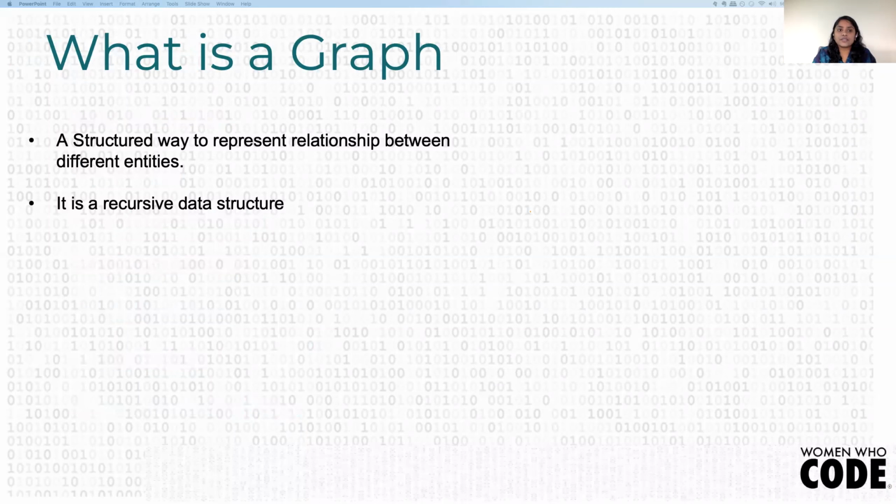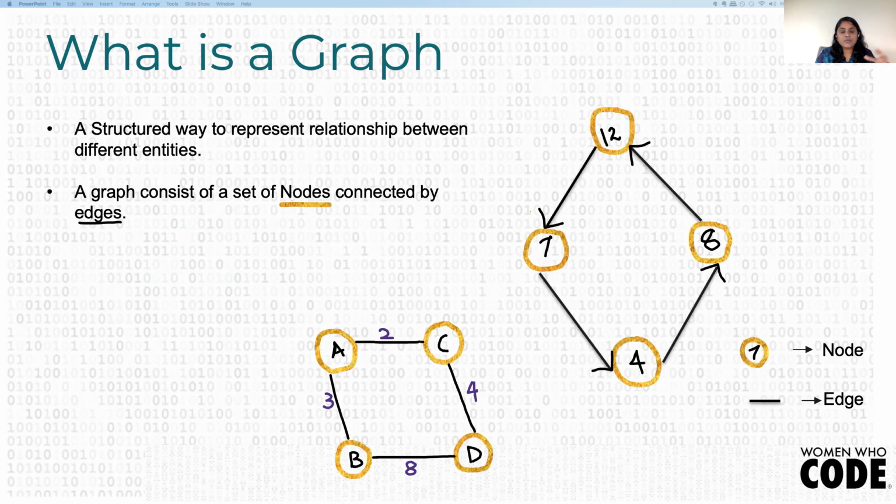So what is a graph? It's a structured way to represent relationships between different entities. So you have many entities, and to represent the relationship between them, a graph is used. It's a recursive data structure. And if you see here, this is a graph that has nodes, and all the nodes are connected by edges. A graph is typically composed of nodes and edges. 12, 7, 4, 8 are the nodes, and they are connected through edges.